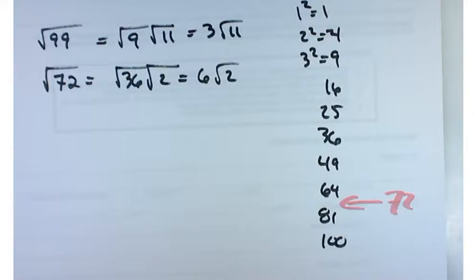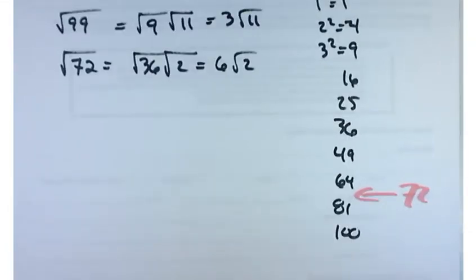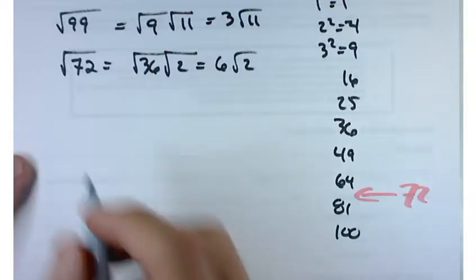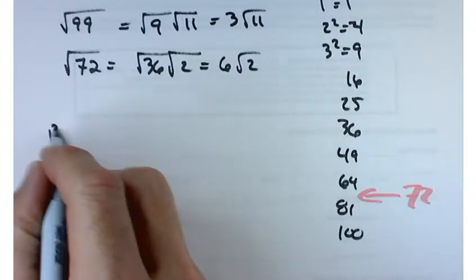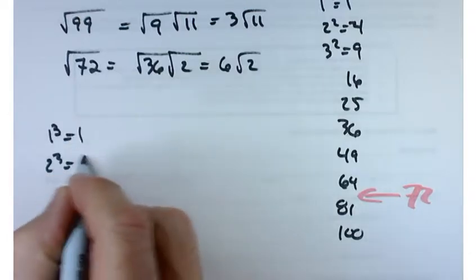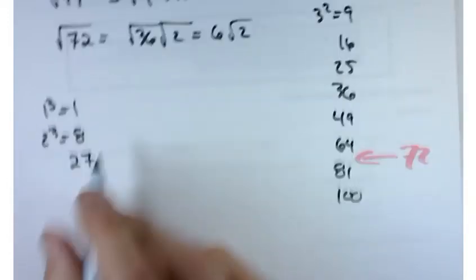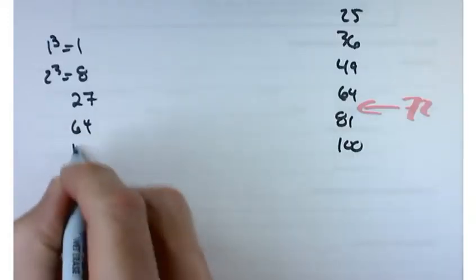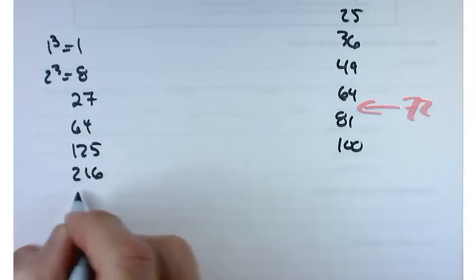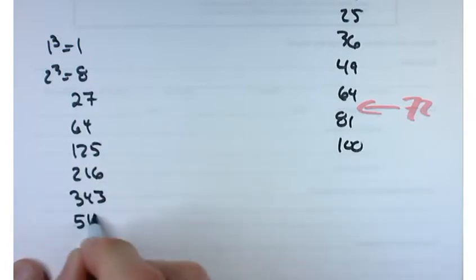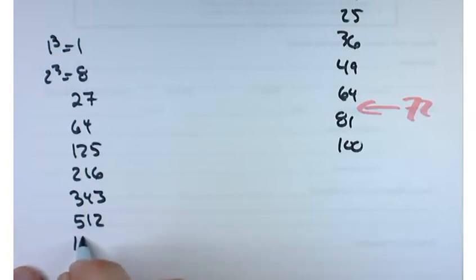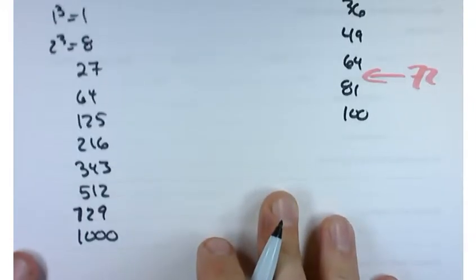That works out great as long as you're doing perfect squares. What if you're doing some work with cube roots? Well, we can play the same game with cube roots. Let me test myself on my cubes. So 1 cubed is 1, 2 cubed is 8, 27, 64, 125, 216, let's see, 6, 7 would be what, 343, 512, and 729, 1000. There we go. So there's your list of perfect cubes.